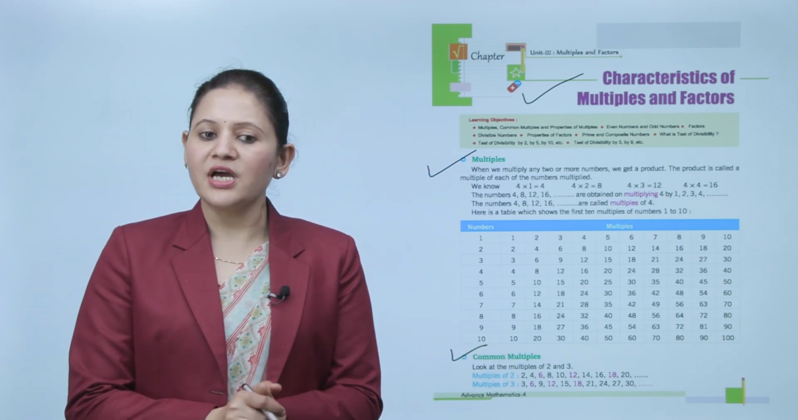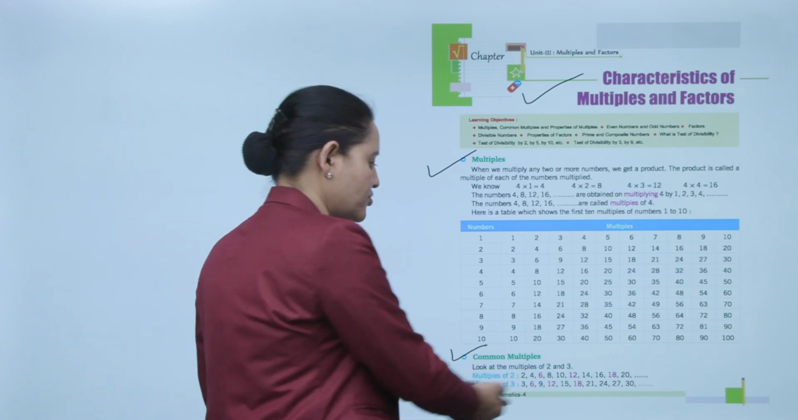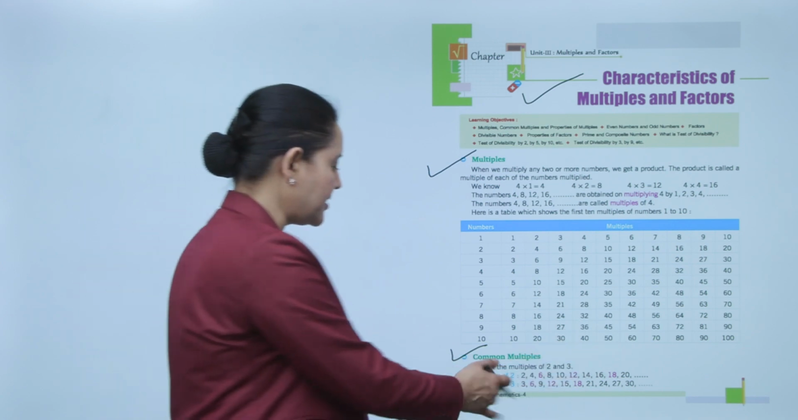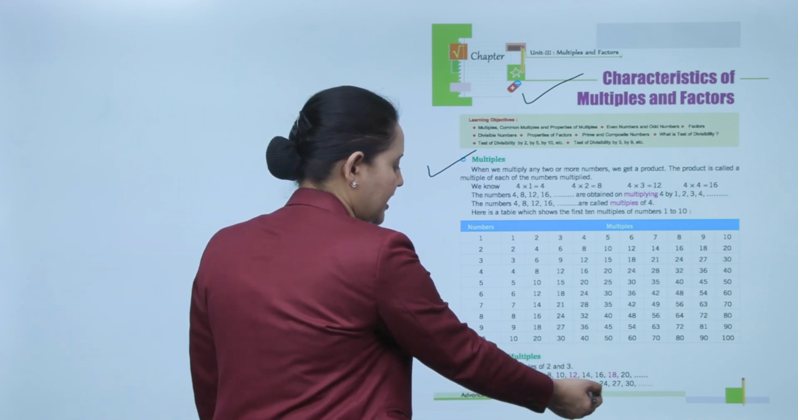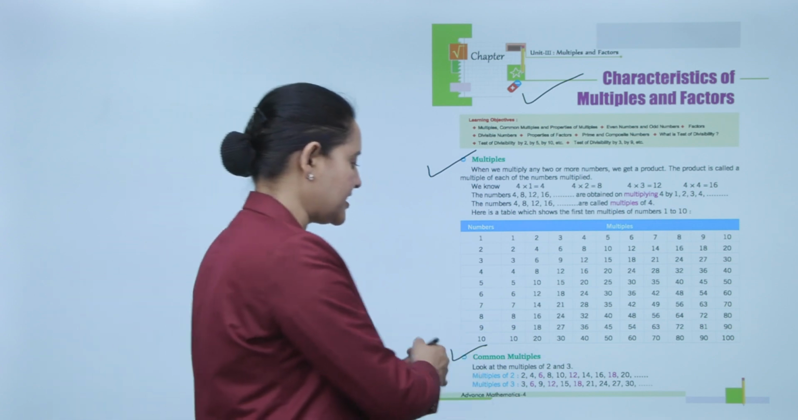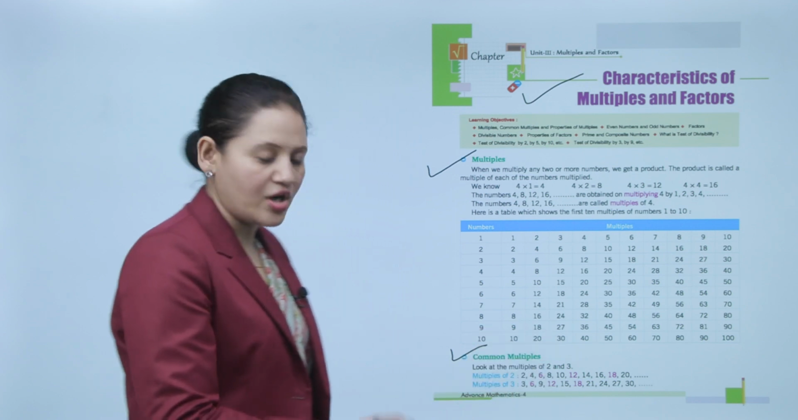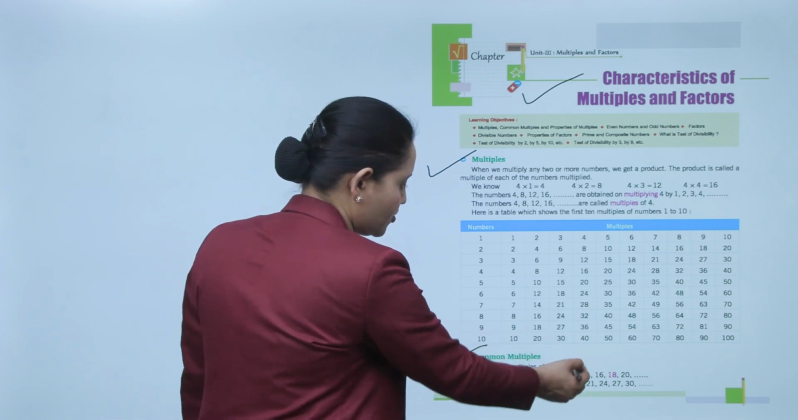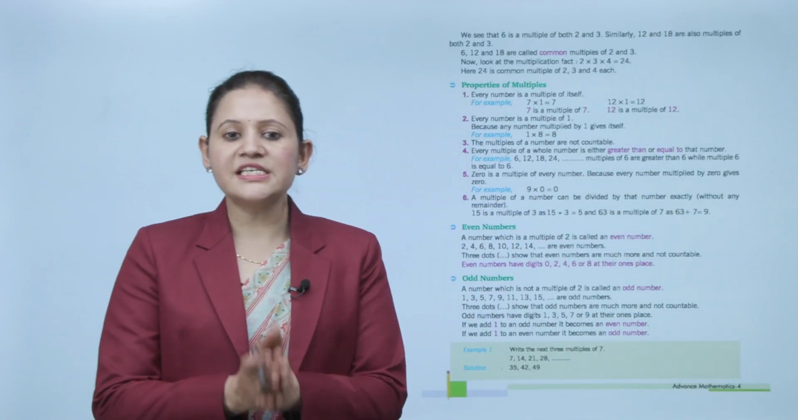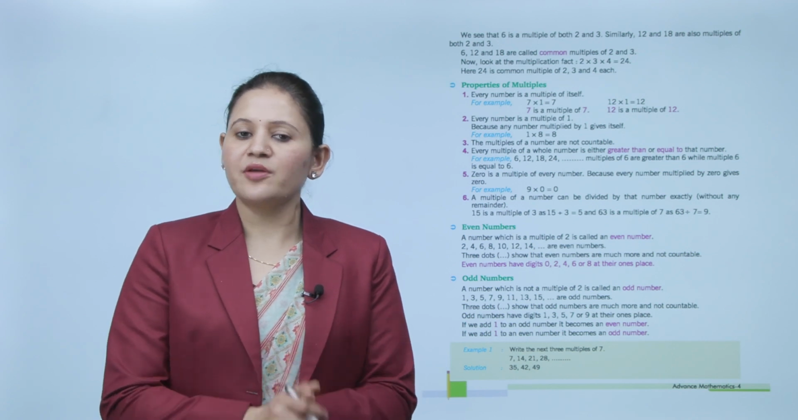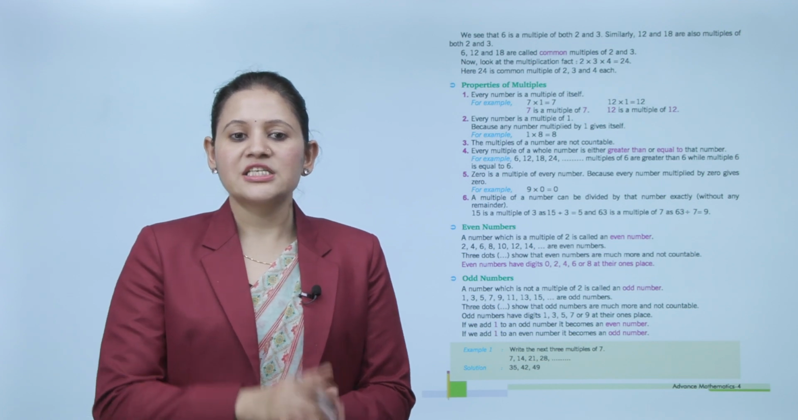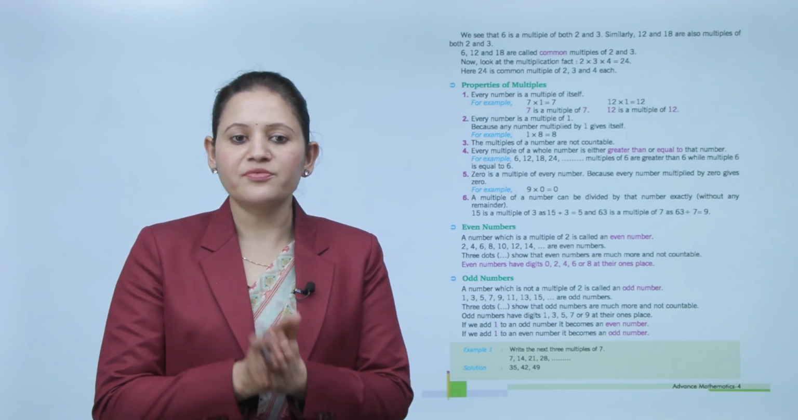Look at the multiples of 2 and 3. These are the multiples of 2: 2, 4, 6, 8, 10, 12, 14, 16 and so on. These are the multiples of 3: 3, 6, 9, 12, 15, 18, 21 and 24 and so on, because multiples are limitless, infinite. So what are the common multiples? 6, 12, 18. We see that 6 is a multiple of both 2 and 3. Similarly 12 and 18 are also multiples of both 2 and 3. 6, 12 and 18 are called common multiples of 2 and 3.